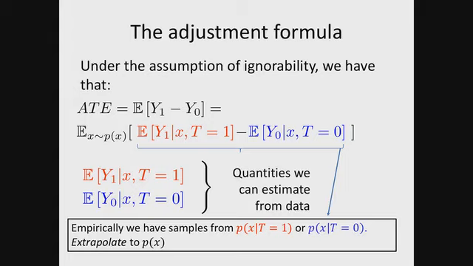And similarly for Y0. But what we need to be able to do is to extrapolate, because empirically we only have samples from p of x given T equals 1, and p of x given T equals 0, for those two potential outcomes correspondingly. But we are going to also get samples of x such that for those individuals in your data set, you might have only observed T equals 0. And to compute this formula, you have to answer for that x, what would it have been if they got treatment equals 1. So there are going to be a set of individuals that we have to extrapolate for in order to use this adjustment formula for estimation.